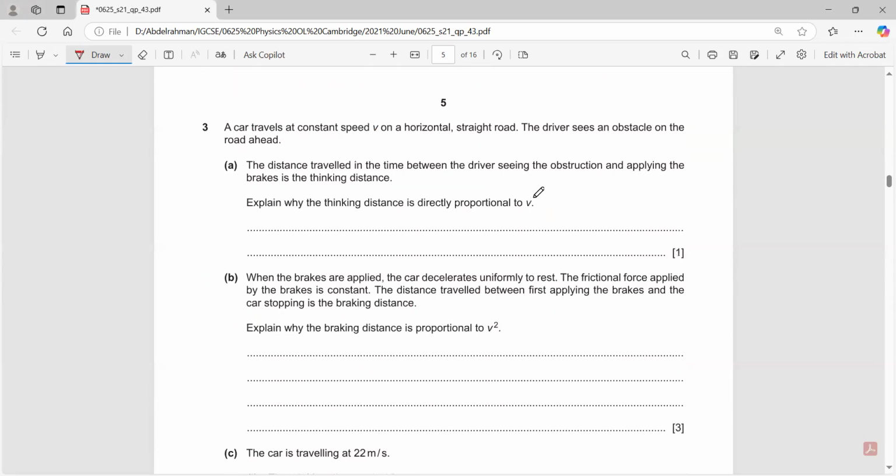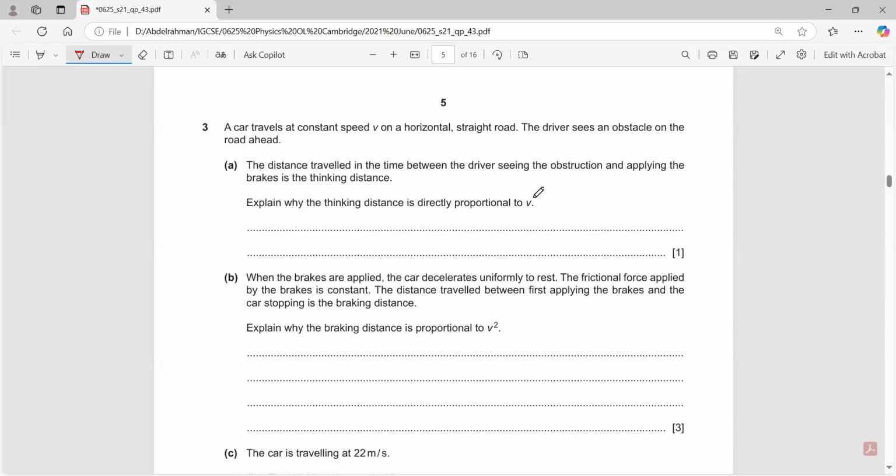A car travels at a constant speed on a horizontal straight road. The driver sees an obstacle on the road ahead. The distance traveled in the time between the driver seeing the obstruction and applying the brakes is the thinking distance. So once you see an object in front of you, you try to apply the brakes almost instantly.